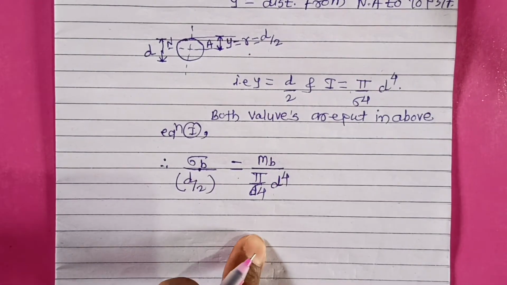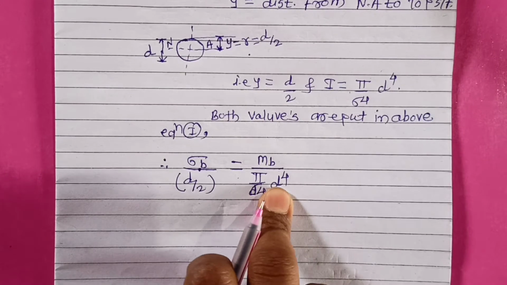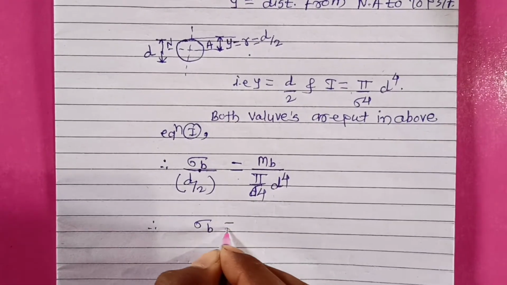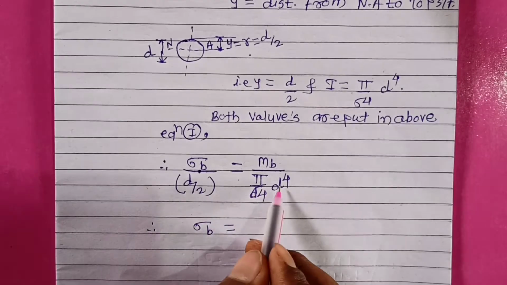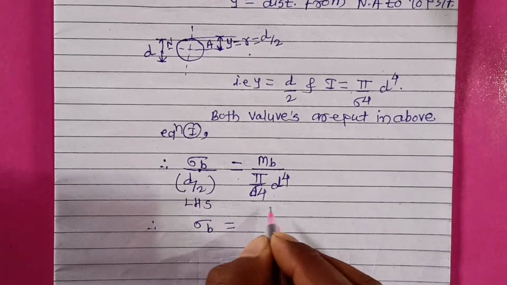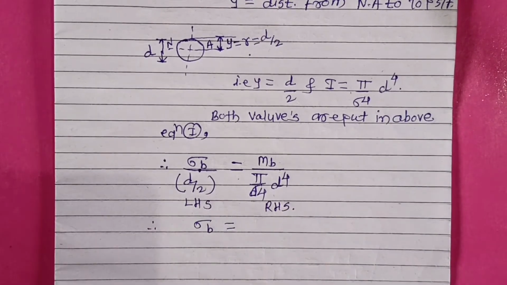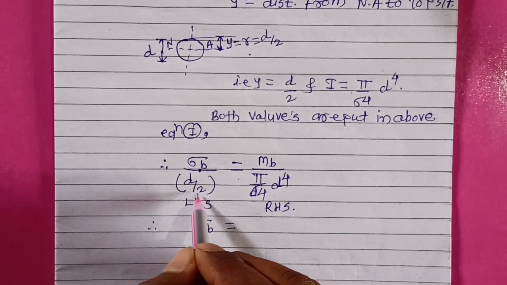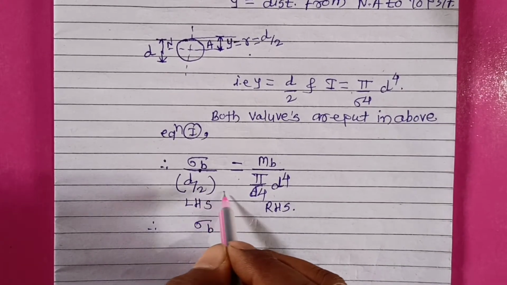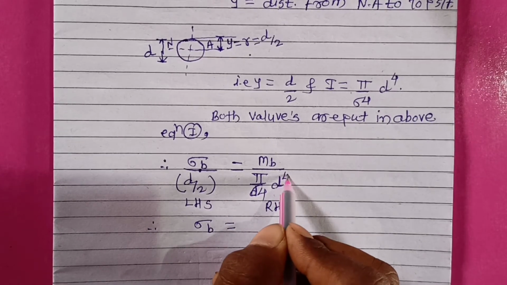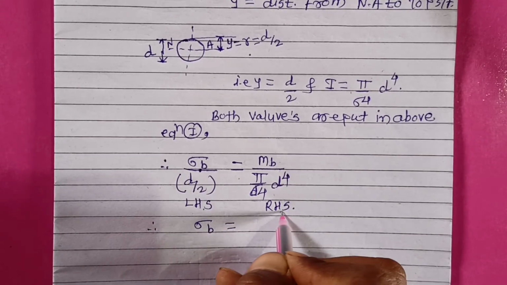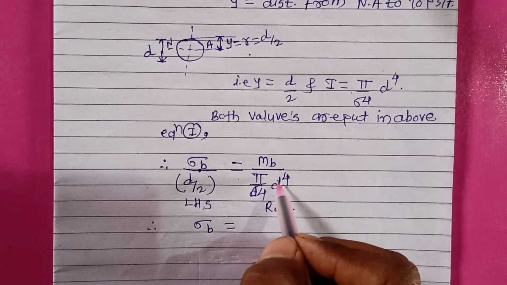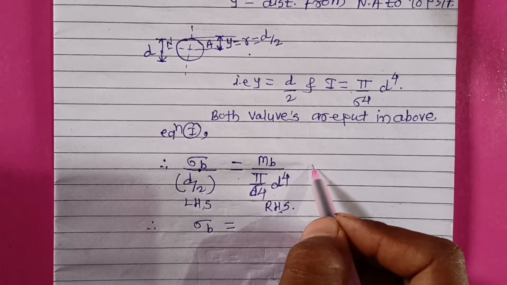Now from this formula it is possible to calculate diameter d. Now see here how to rearrange the terms. Sigma b is equal to, this is the left hand side and this is the right hand side. Now here only sigma b, and here the denominator is d by 2. Now this value goes from the right hand side to the left hand side. This denominator becomes a numerator.